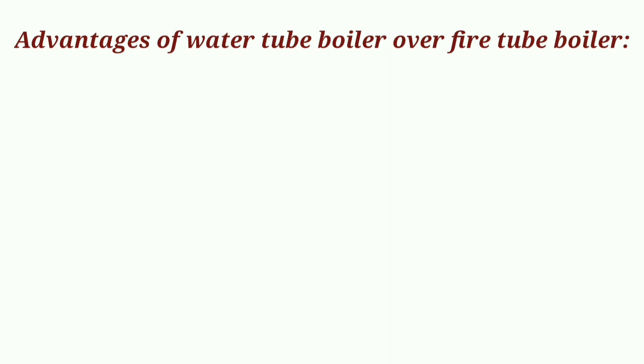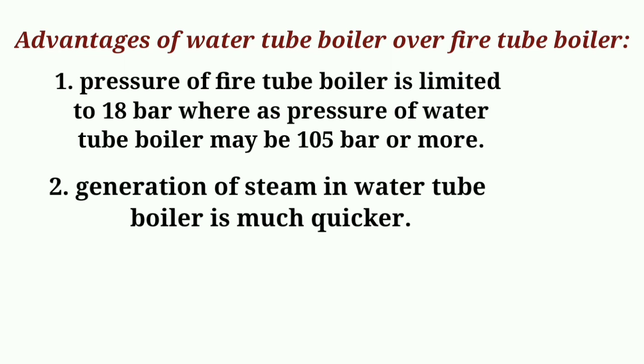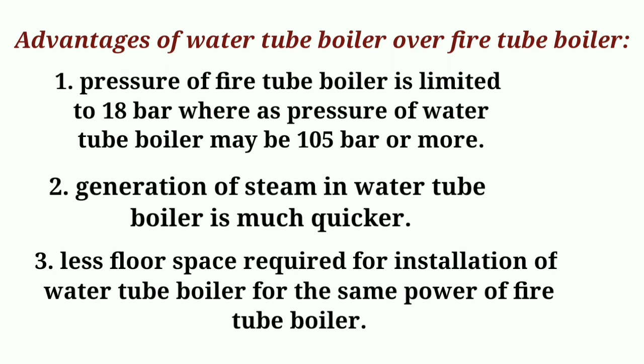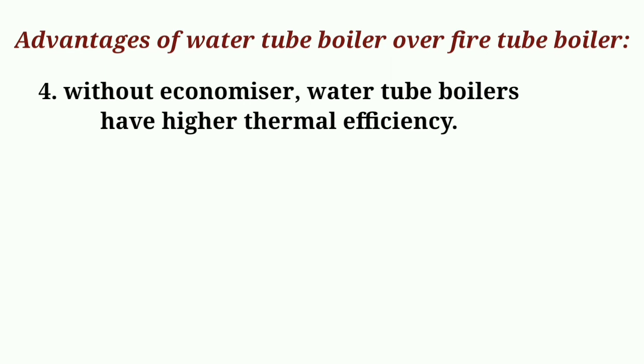Now, the advantages of water tube boiler over fire tube type boiler. Number 1. Pressure of fire tube boiler is limited to 18 bar, whereas pressure of water tube boiler may be 105 bar or more. Next, generation of steam in water tube boiler is much quicker. Number 3. Less floor space required for installation of water tube type boiler for the same power of fire tube boilers. Number 4. Without economizer, water tube boilers have higher thermal efficiency.